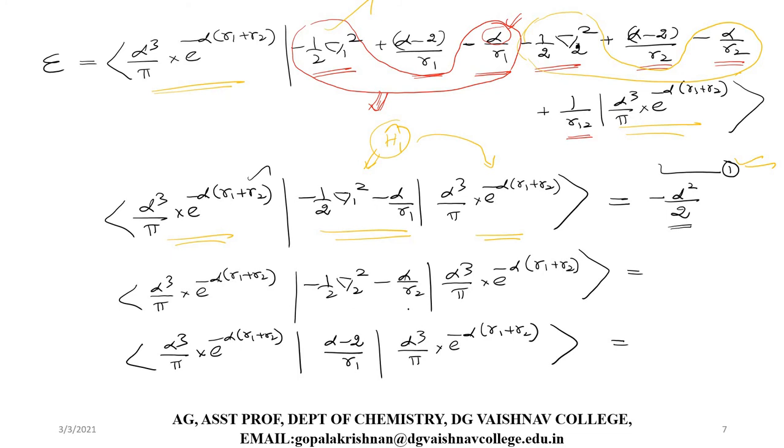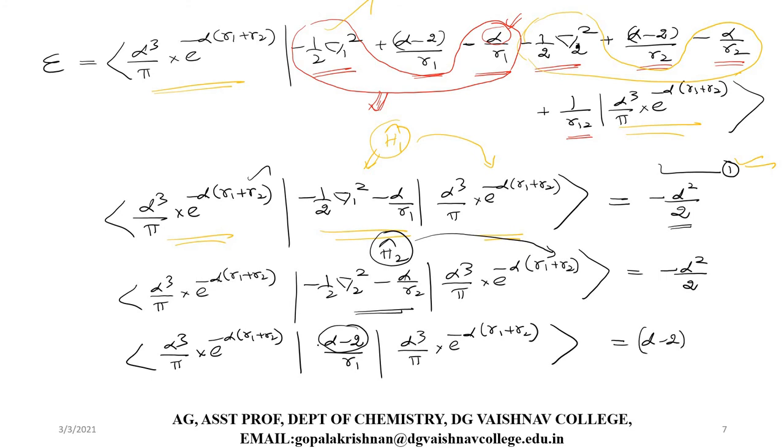Similarly, see the second integral. This is exactly the same as the Hamiltonian operator for electron 2. So this is also a 1 electron Hamiltonian operator for electron 2. This operates on the function e power minus alpha r2. And since it is also a 1 electron Hamiltonian, when it operates on the function, you will get the same energy, minus alpha square by 2, which is similar to the hydrogen like energy, or the ground state energy of hydrogen like species. Then the third integral: alpha minus 2 is a constant quantity.